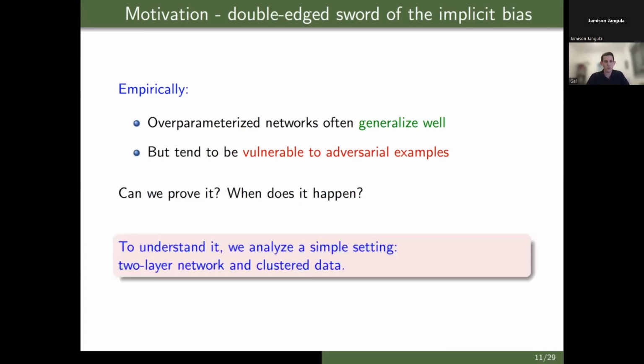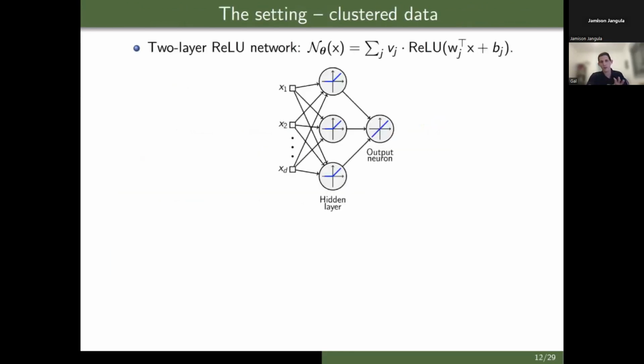And in order to gain some understanding of these questions, as a first step, we will start by considering a relatively simple setting where we have a two-layer ReLU network and we have data that consists of clusters. So our network is just, in this figure, a two-layer ReLU network, which is given by this expression. And note that we also have bias terms in the hidden layer. So these B_j are the bias terms. And so this is the model that we consider.